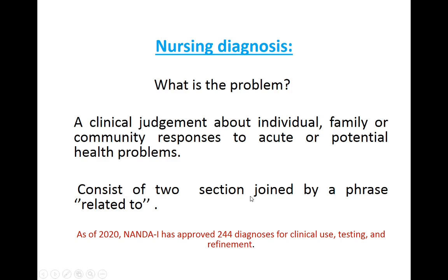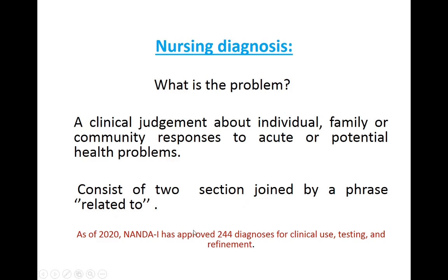And it consists of two sections joined by a phrase, related to. Do you remember this? You write like impaired physical mobility related to this. Do you remember? You write nursing diagnosis like this, no? Yes or no? Imbalanced nutrition, ma'am. Yes, yes, ma'am. So you join the sections by a phrase, related to.